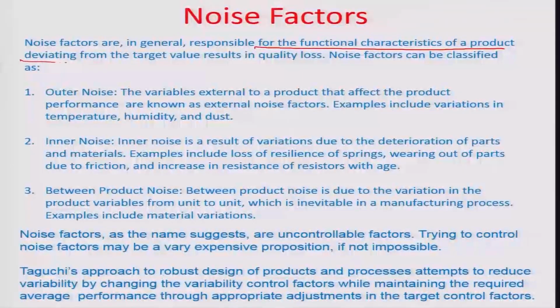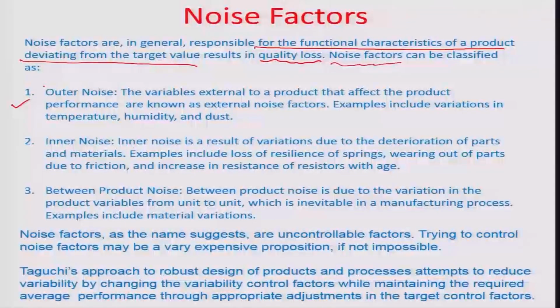Okay, deviating from the target value. And obviously when such a functionality deviation happens, it results in loss, a notional loss. And obviously if we looked at a large variety of these noise factors, we could categorize them into many different types based on what they're coming from. For example, there can be outer noise.